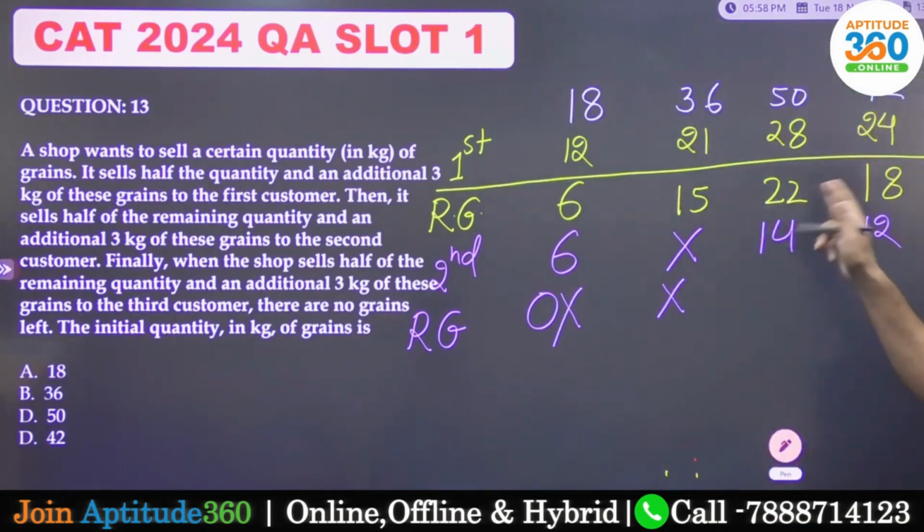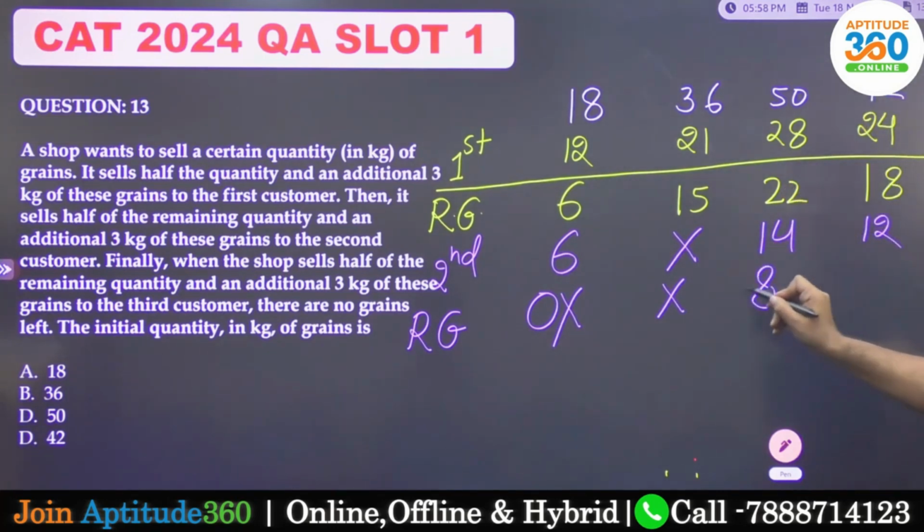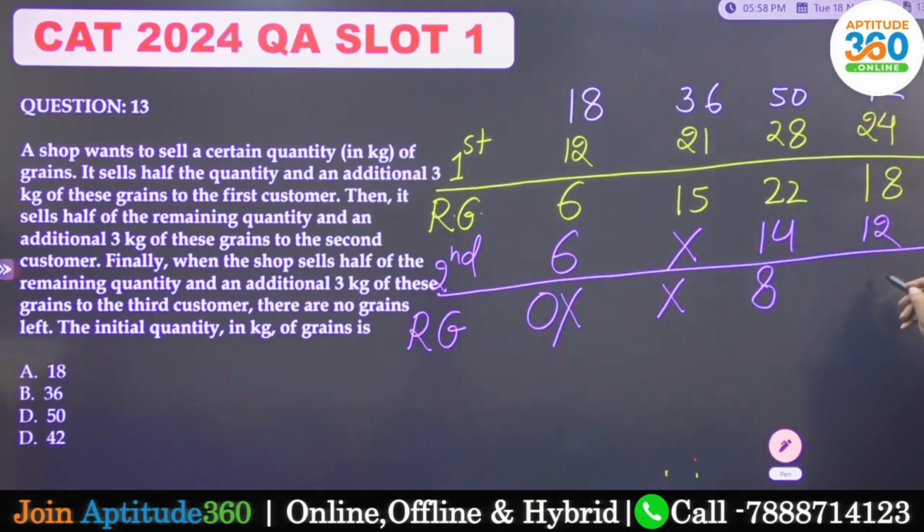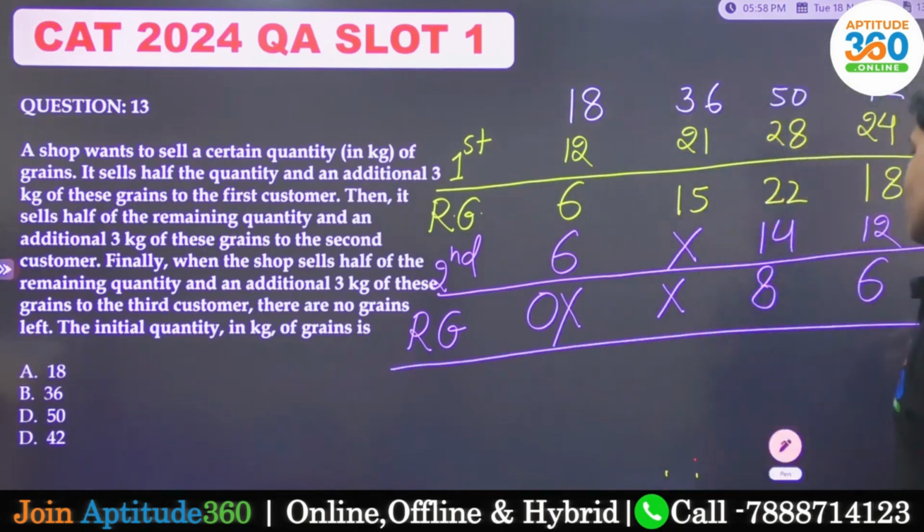So you're left with option number C and option number D, right? So after 22, negative 14, this is 8, right? That is what is remaining. And over here 6. Now have a look at it. Now the third customer walks in.